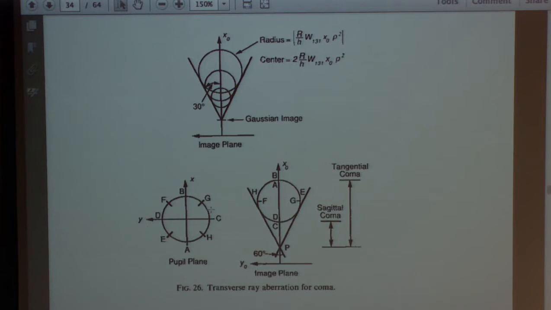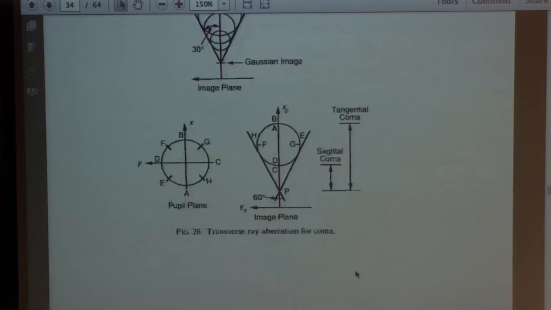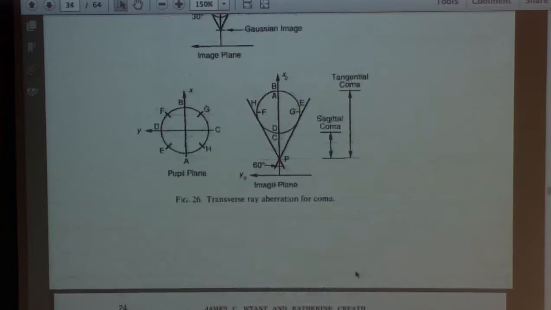And if we look here in the sagittal plane, C and D are coming there. A and B are coming up there. So we call this distance here the sagittal coma, and we call that the tangential coma.